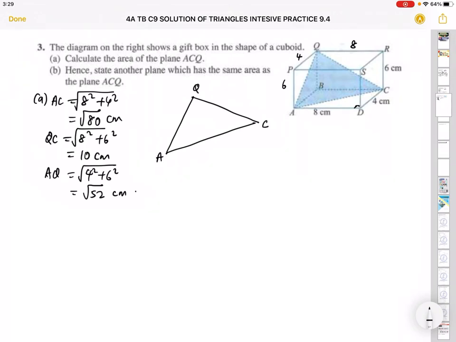AC is square root 80, AQ is square root 52, QC is 10 cm, and you want to find the area. So we can use Heron's formula. Now when you use Heron's formula, you always have to start by finding the semi-perimeter, which is square root 80 plus 10 plus square root 52. Use your calculator, divide by 2.